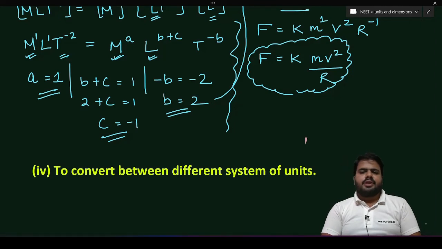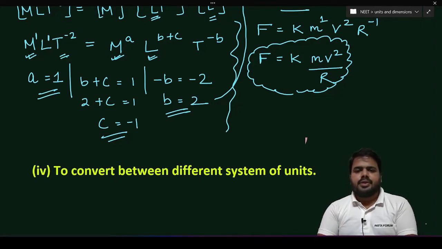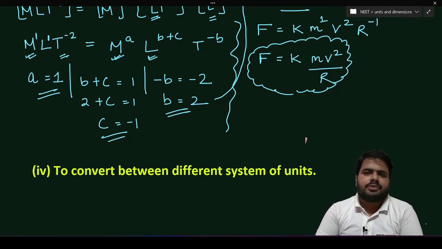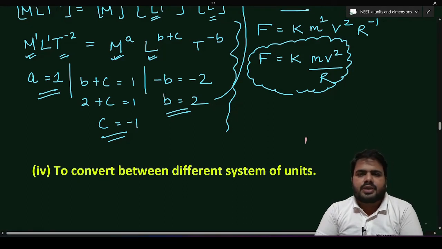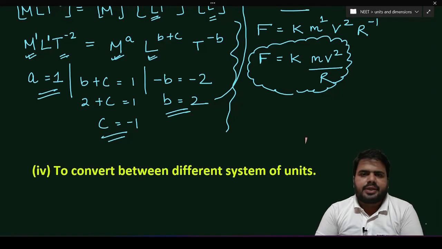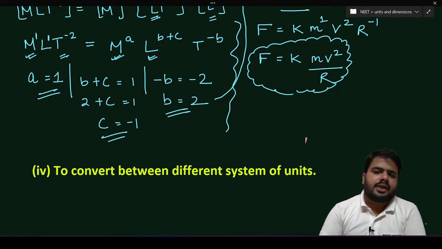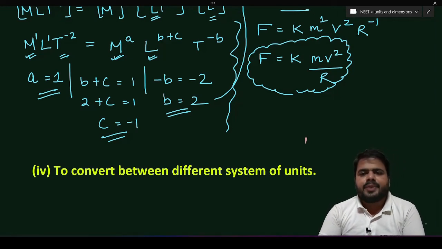So in this way you can find the dimensions, use the dimensions and find the formulas, and derive the relationships between different physical quantities. Here we have found the relationship between centrifugal force, mass, velocity and radius. So we can say that centrifugal force is directly proportional to mass and to the square of velocity, and inversely proportional to radius. Clear? Okay. Now we'll move on to the last application.